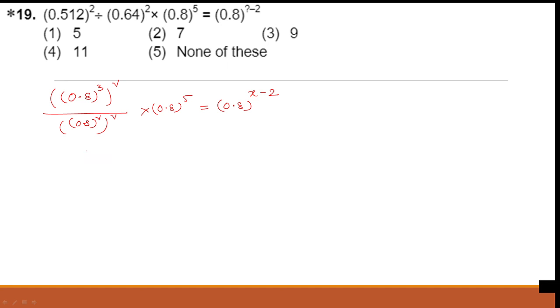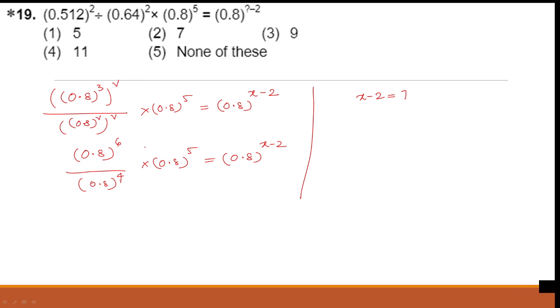This is the expression. Now this can be 0.8 whole power 6, and the denominator is 0.8 whole power 4 into 0.8 whole power 5. So that is equal to 0.8 whole power x minus 2. Now the expression becomes directly 6 minus 4, we get 2, 2 plus 5, that is 7. x minus 2 is equal to 7, then the x value is 9. Exponents and powers concept I have used. We can cancel the bases, right? So the answer is 9.